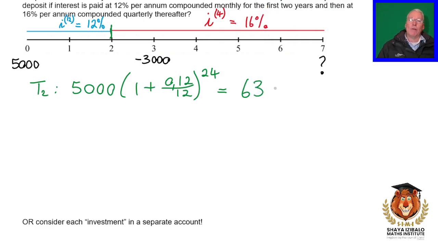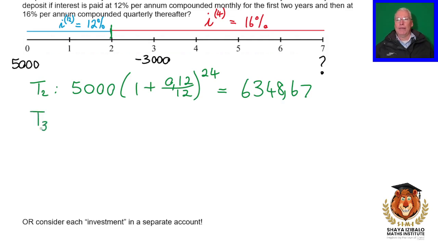6348 and 67. And while I can write that down over there, I mustn't use that number. I must use the full accuracy that's on the calculator. Right, now from T2 we can't go any further than T3. We can get to T3. Right, what happens now is that this amount of 6348 and 67 gets 1 year's worth of interest.